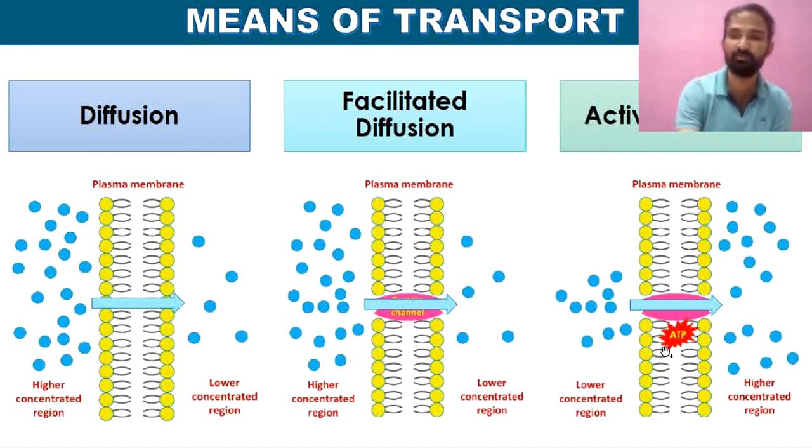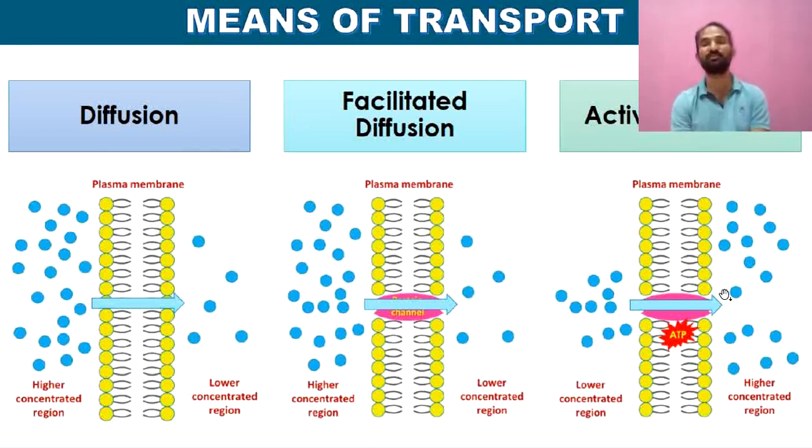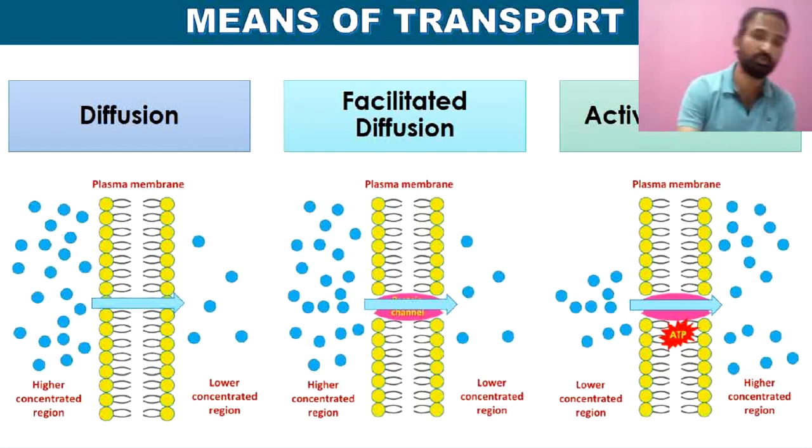So the energy in the form of ATP. Here the ATP is utilized for the transfer of molecules from the low concentrated region to the high concentrated region, which is called active transport. Active transport. So here, diffusion through the plasma membrane, the molecules are moved from higher to lower concentration region.